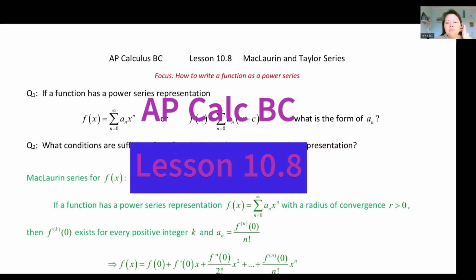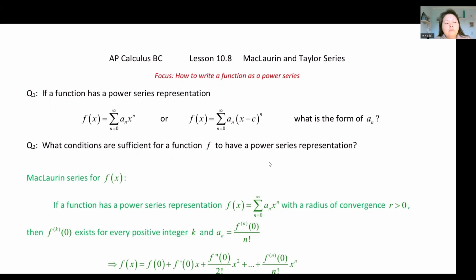So this is lesson 10.8 on Maclaurin and Taylor series. In lesson 10.7, we talked about how to make our power series into a function, right? So what we're doing now is backwards. We're going to take our functions and rewrite them into a series.